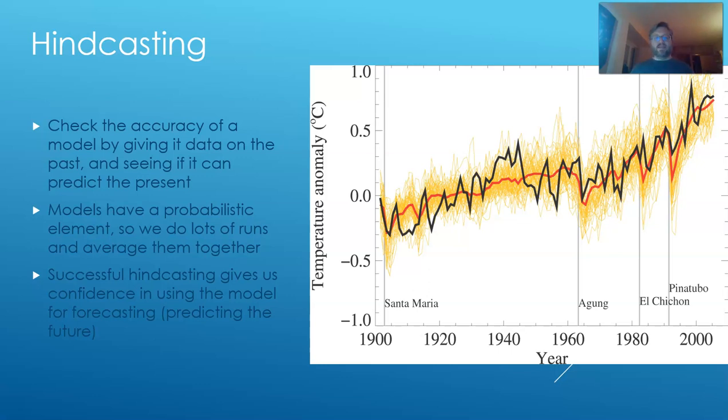So with hindcasting, we give our model data from some point in the past, and then we use it to predict the present. And if we can forecast the present accurately using data from the past, then that gives us some confidence that we can forecast further into the future and it will remain accurate.